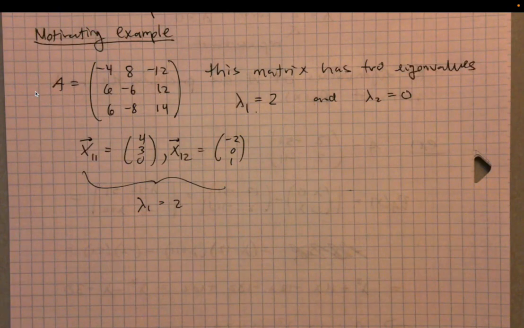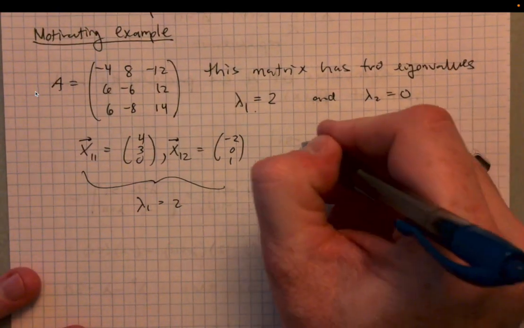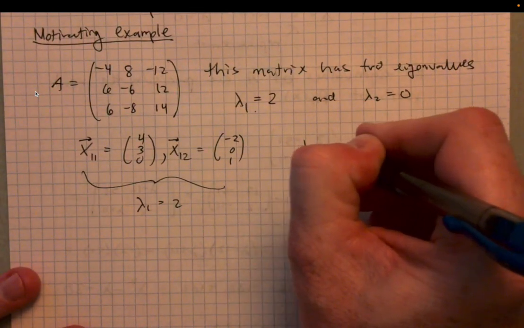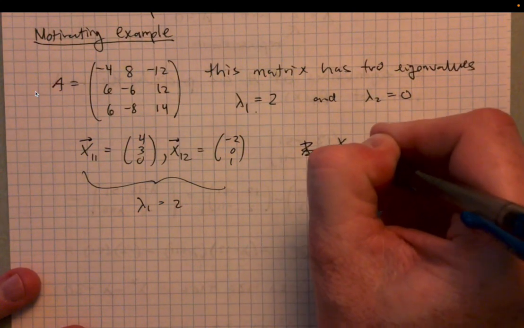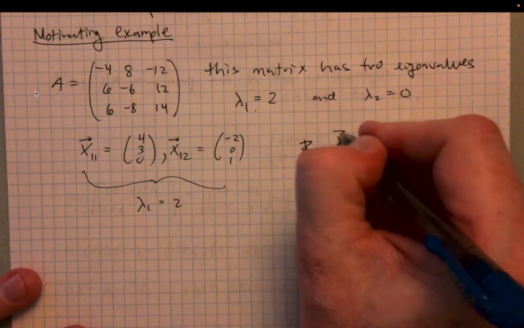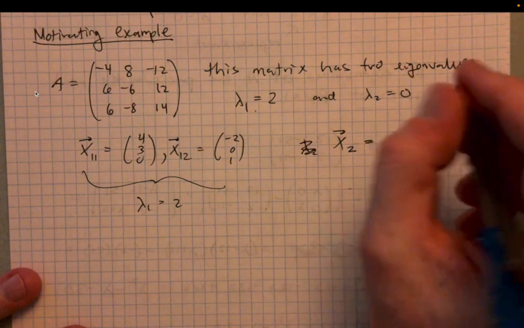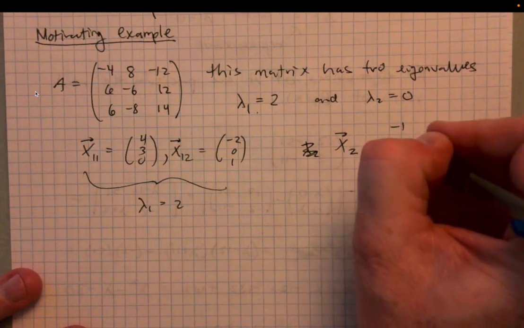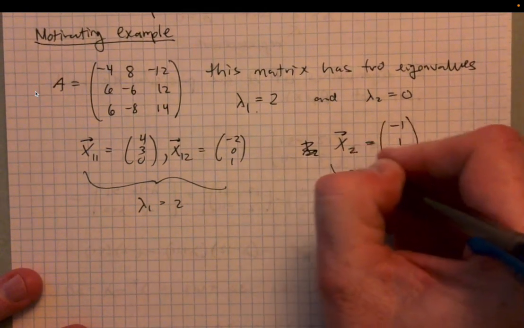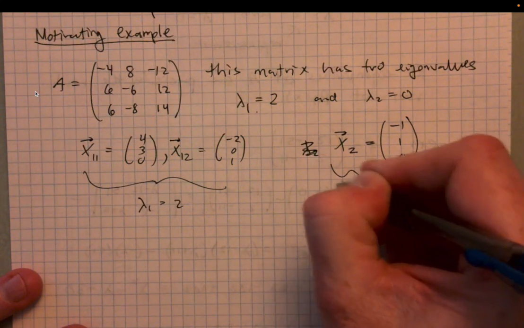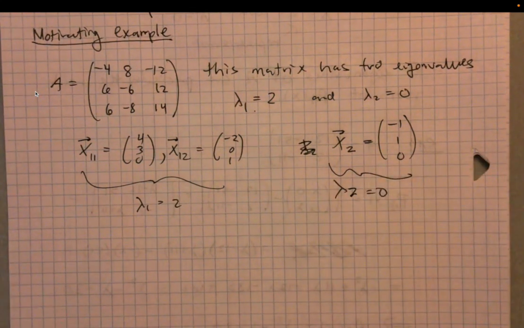Okay, so we had these two for λ1, and then for λ2 we have the vector x2, which is -1, 1, and 0. All right, there we go. This is what we figured out previously, so we're going to reuse this information because it's familiar and we don't have to conjure things out of thin air.